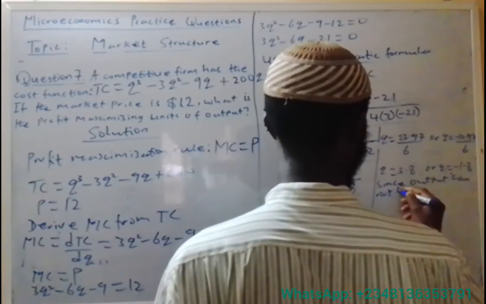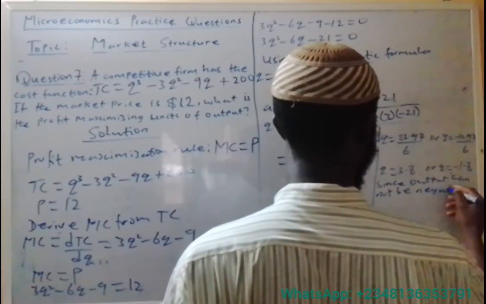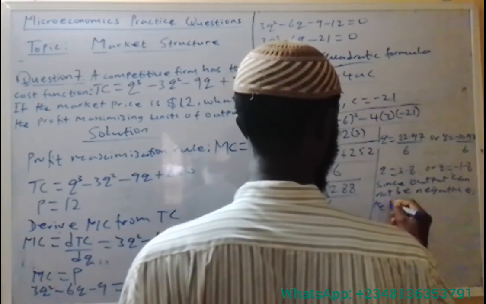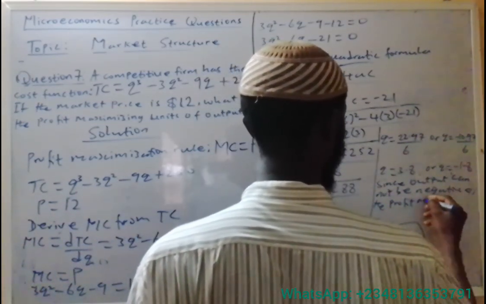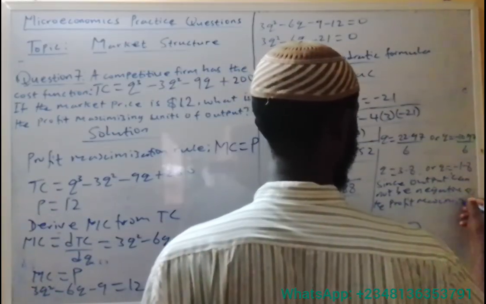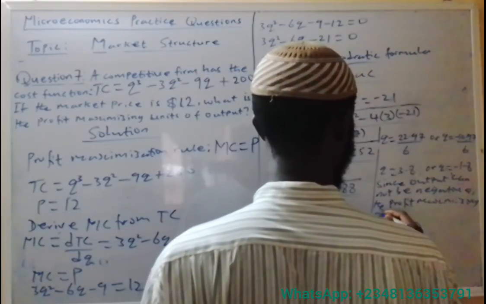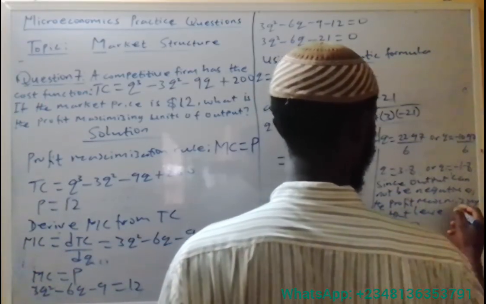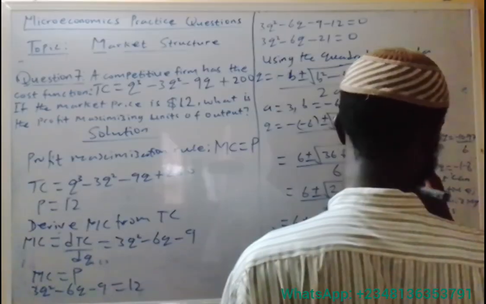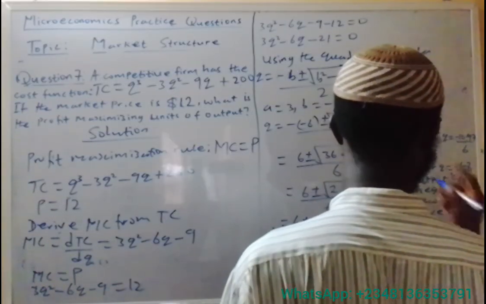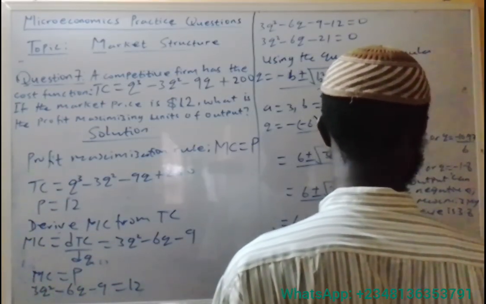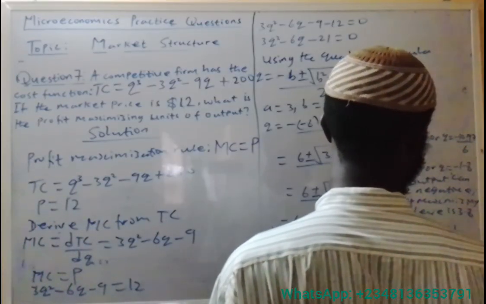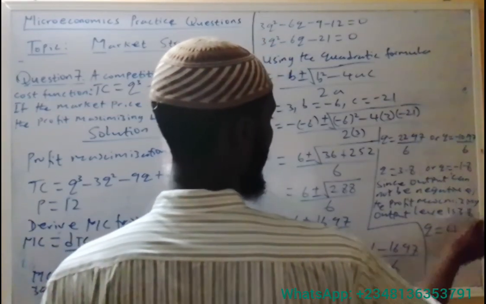Since output cannot be negative, the profit maximizing output level is equal to 3.8. Okay, so we can approximate this to be q equals 4. We approximate to the whole number.